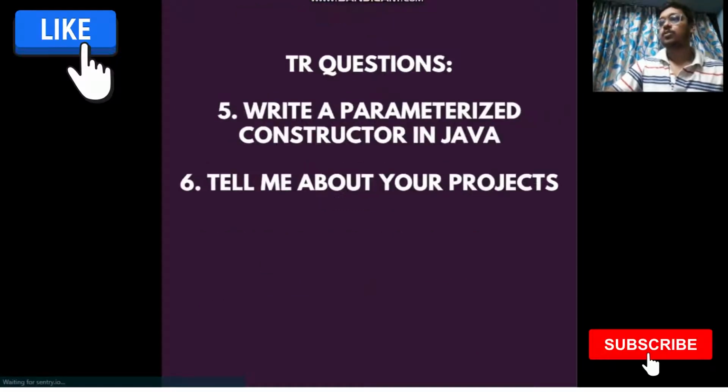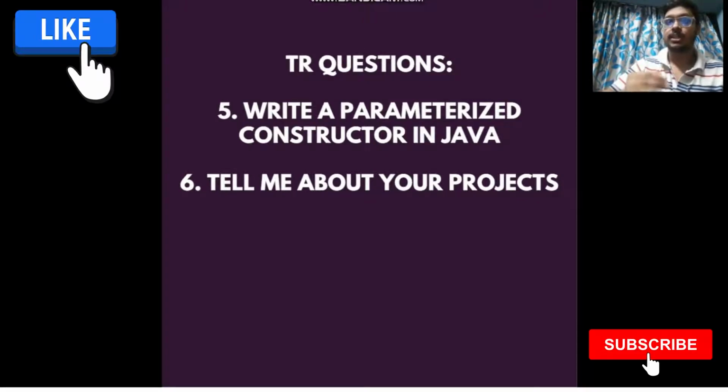Okay, the fifth question was to write a parameterized constructor in Java. This was a very good question, and he shared with me that he explained it quite well. The interviewer was very satisfied. Then he asked him to tell about his projects, and he told him what projects he had done. He also explained the projects quite well because he had the experience and the knowledge.